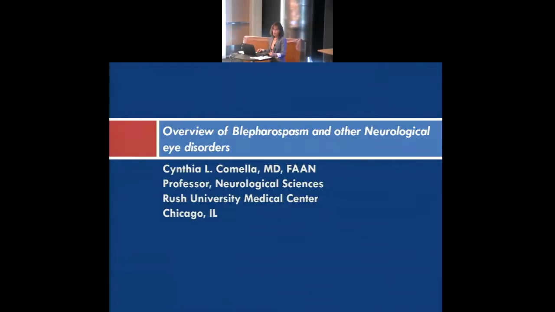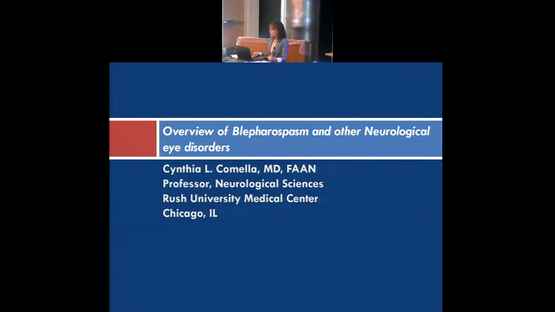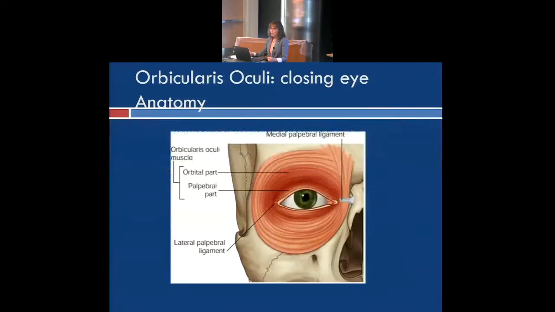So first, what I thought I would do is just touch a little bit on the anatomy of how we blink our eyes. And so here you can see, this is the orbicularis oculi muscle. You can see how circular it is. It's almost like a sphincter, and then there are different parts to this muscle. One part that is particularly important is called the palpebral part. We call it the pretarsal section of the orbicularis oculi muscle because it has a lot to do with how we blink.